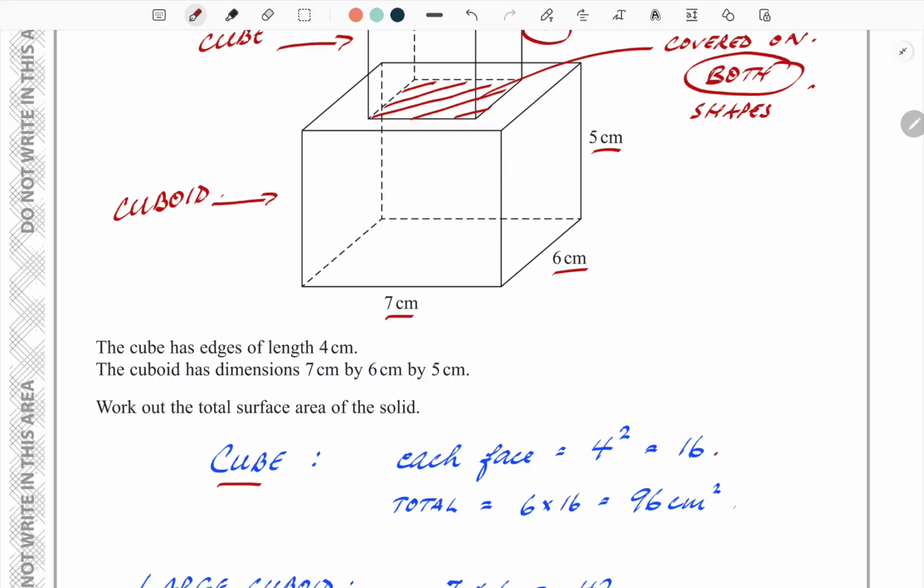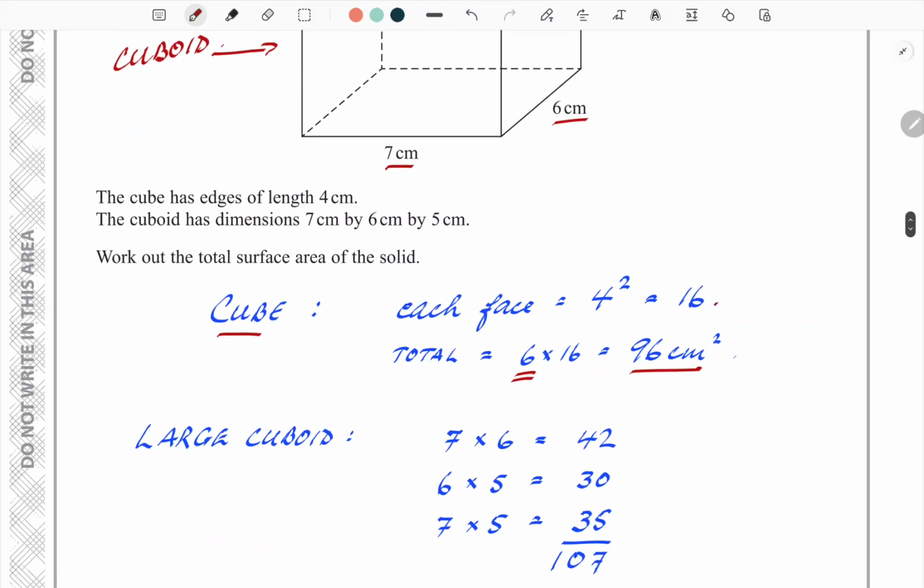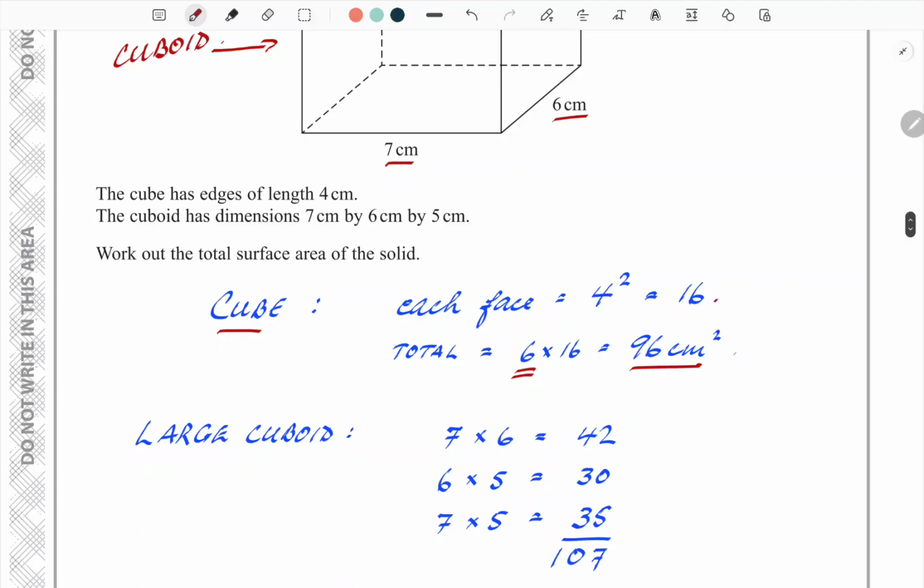All right, so that's 16. Has a total of 6 faces. So 6 times 16, 96. And then the large cuboid has 3 different size faces, if you like.